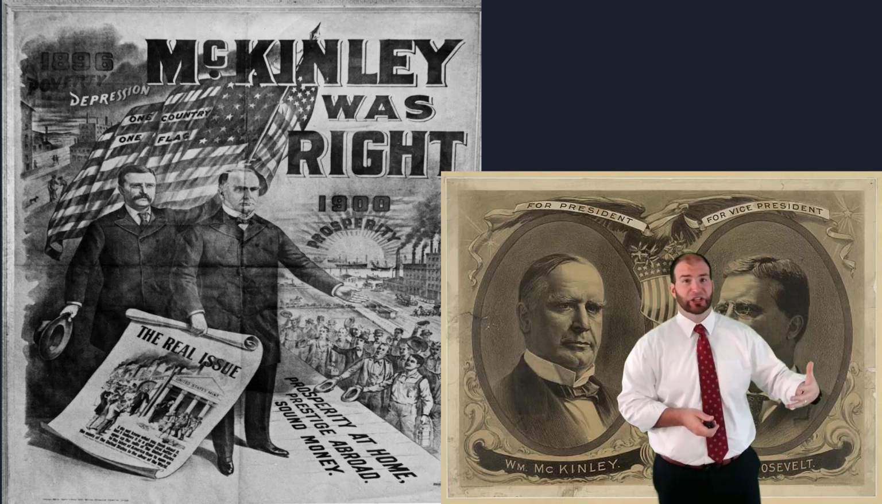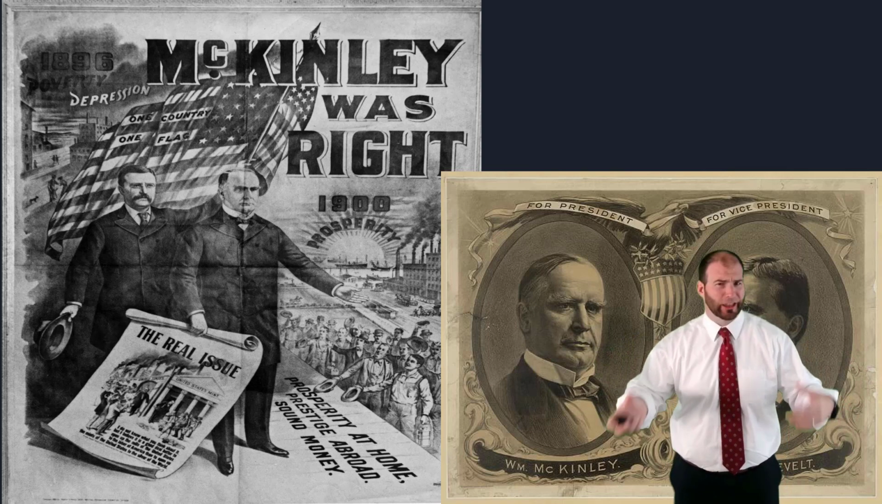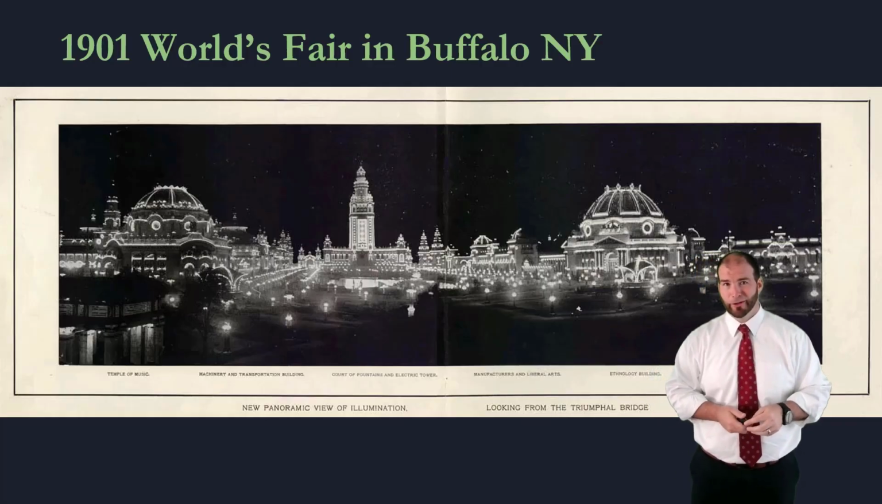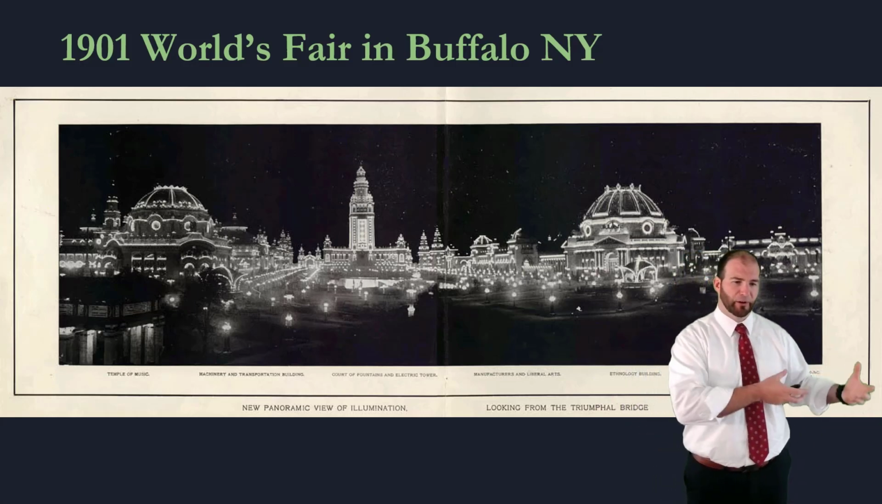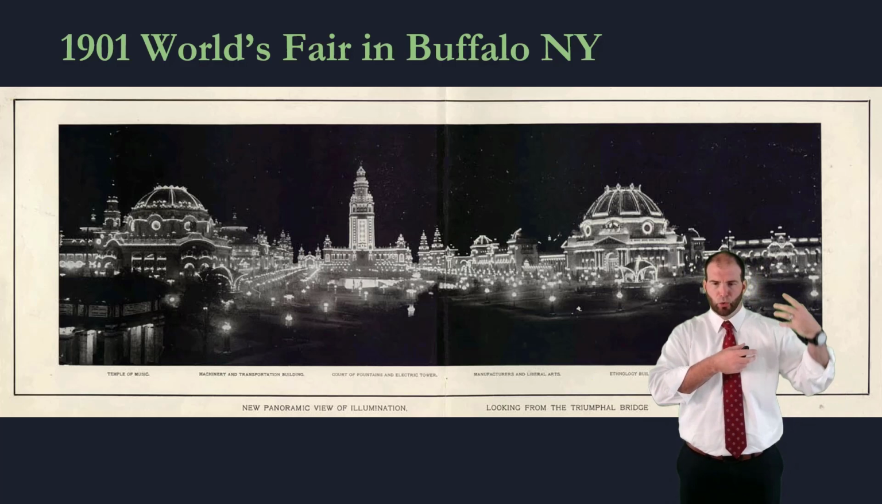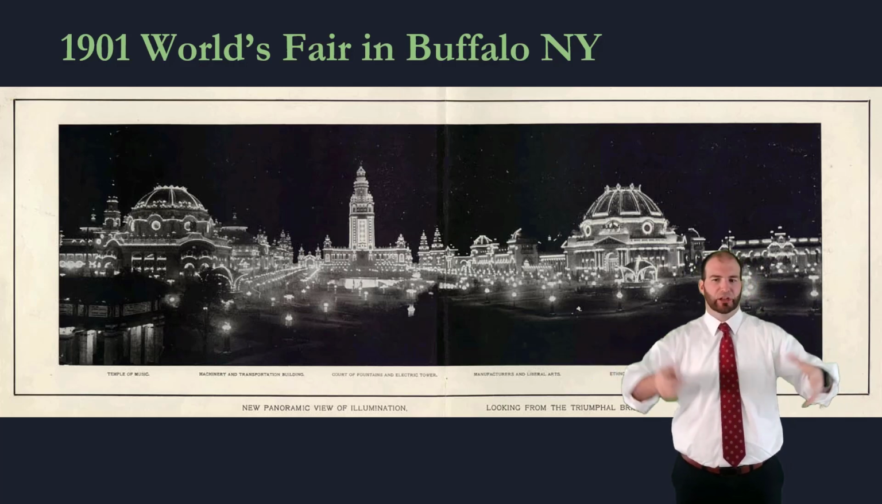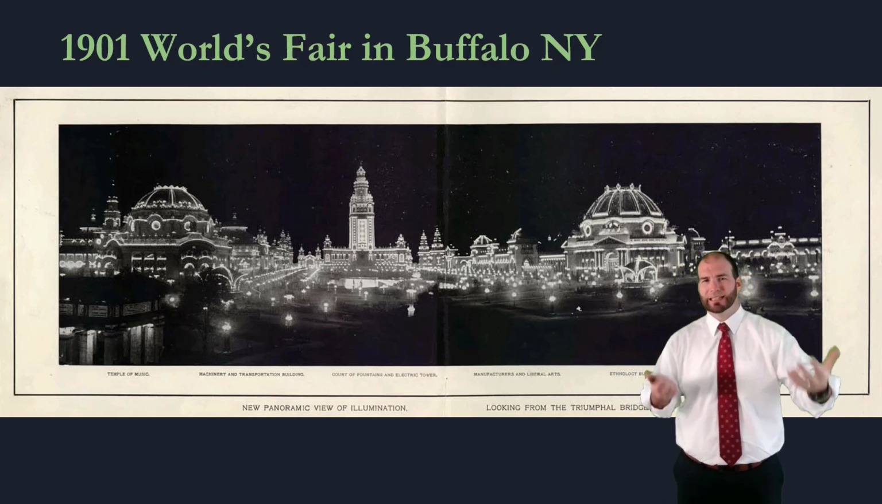So in the election of 1900, William McKinley wins huge. Theodore Roosevelt is his running mate. Hooray. And then in 1901, there's this World's Fair that takes place in Buffalo, New York. It's from all over the world, almost like the Olympics of new inventions. McKinley is going to show up and just be seen here.